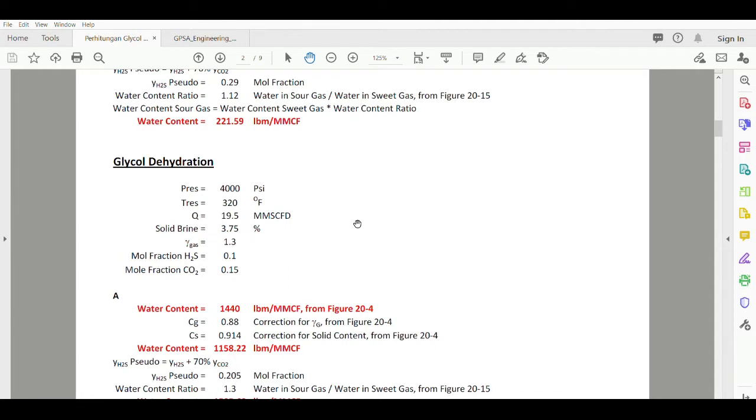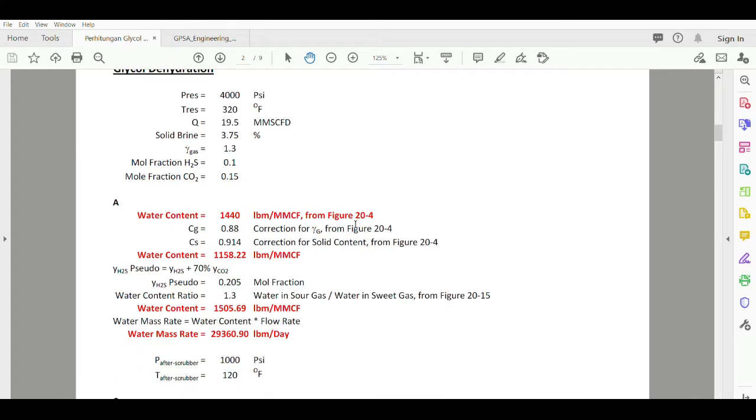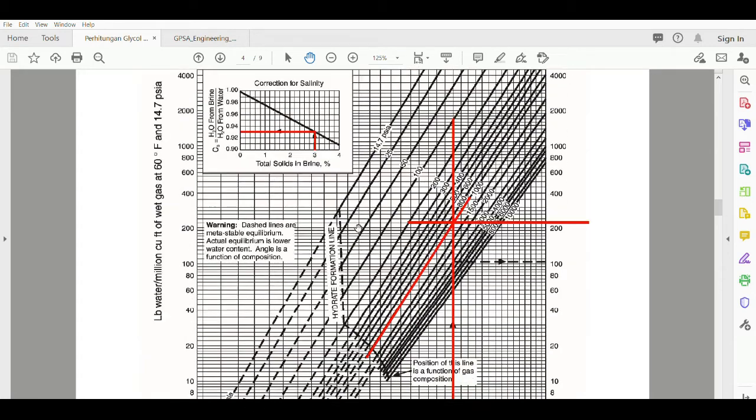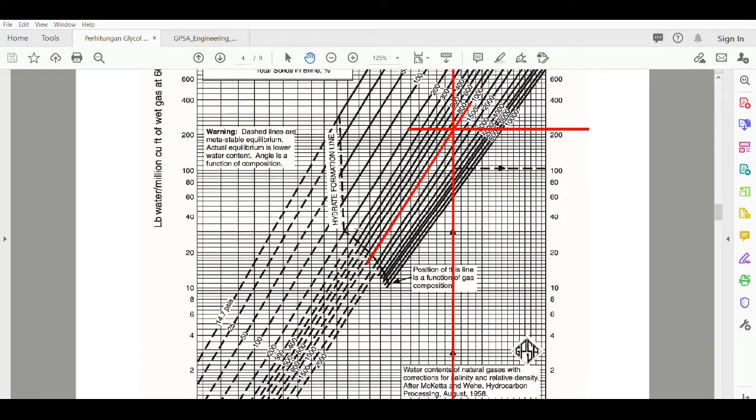Before we continue with glycol dehydration, I forgot something here. It is what we call hydrate. Hydrate is water which has become like rock. So if it occurs in a pipe, it ends up plugging the pipe. Usually the problem is in low pressure and low temperature.